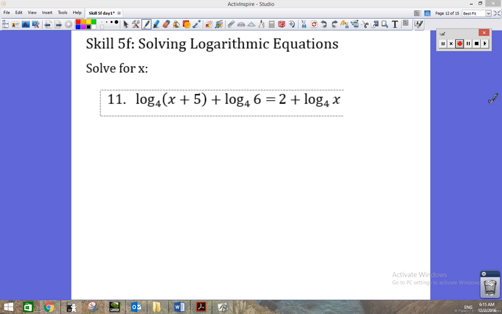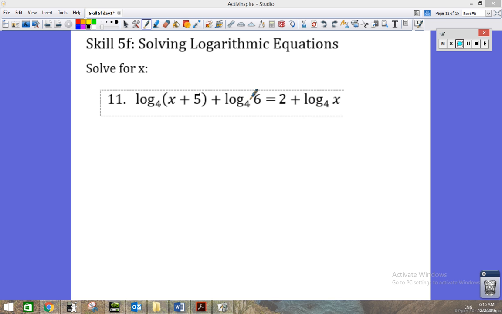We're looking at skill packet 5, exponential and logarithmic functions, and in this skill 5F, we're solving log equations. You definitely need to know your properties of logarithms, those formulas that are in the skill packet, in order to do these. First of all, notice that all of these logs have the same base, a base of 4, so we can use our properties.